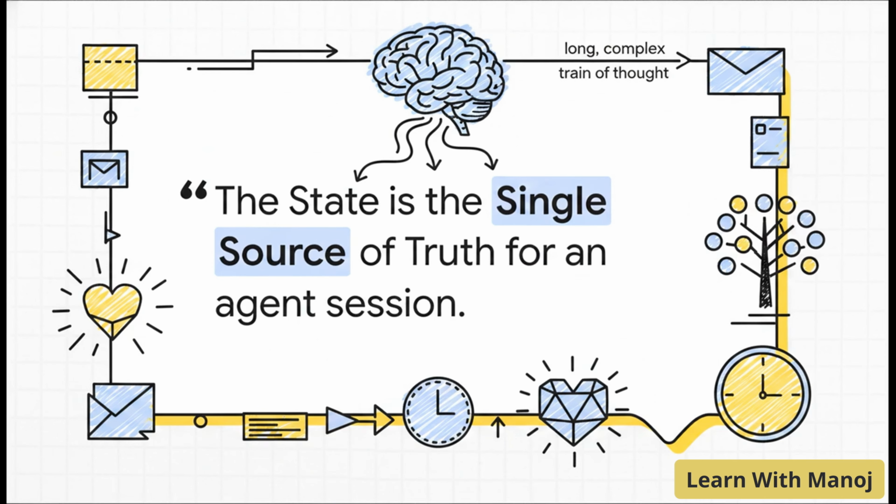Now, how does an AI manage a long, complex train of thought? It all comes down to this one core principle. The state is the single source of truth for an agent session. I really want the gravity of that to sink in for a second. In modern AI, the state isn't just a simple log of messages. It is the entire mind. It's the complete current reality of the AI agent at any given moment. If it's not in the state, it simply doesn't exist to the AI.